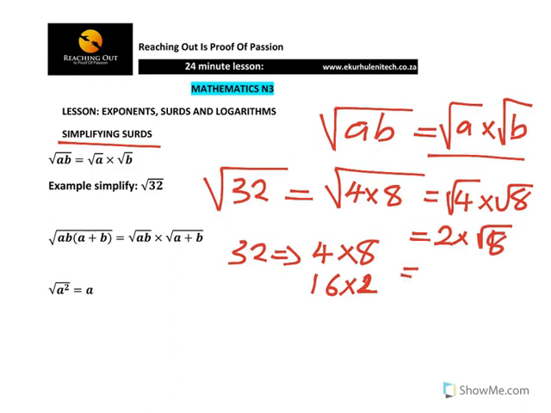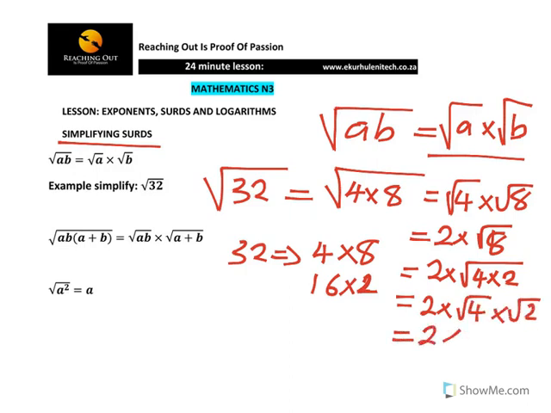What is 8? This is the same as 2 times square root of 4 times 2, because 8 is square root of 4 times 2, which is the same as 2 times square root of 4 times square root of 2. What is square root of 4? It's a 2. What is square root of 2? You don't know square root of 2. Hence, square root of 2 times 2 is 4 root 2. Remember, whenever you are simplifying this, you must not use a calculator.